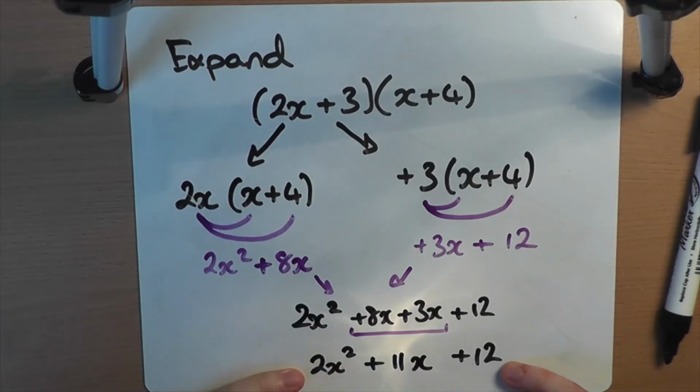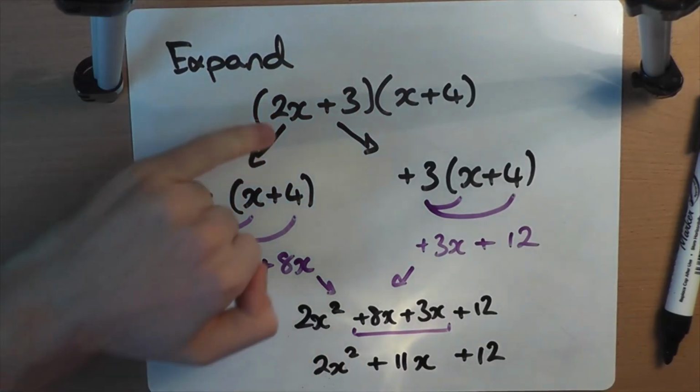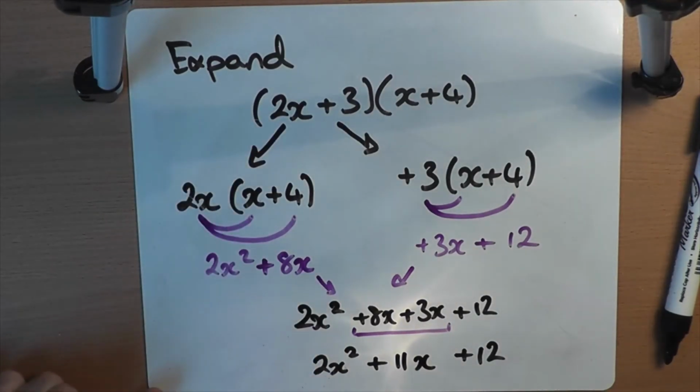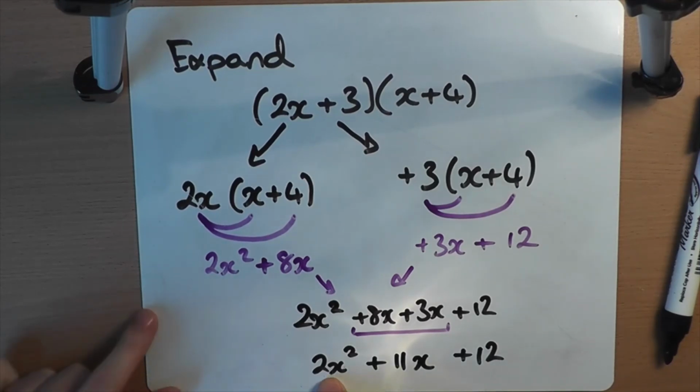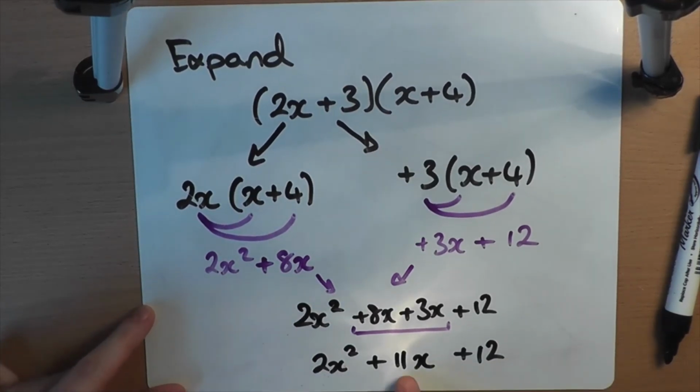Noticing again, very similar in style to the other two answers. Yes, there was a 2 here, but it didn't change much about the question. We still have a squared term at the beginning, a number term at the end, and an x term in the middle.